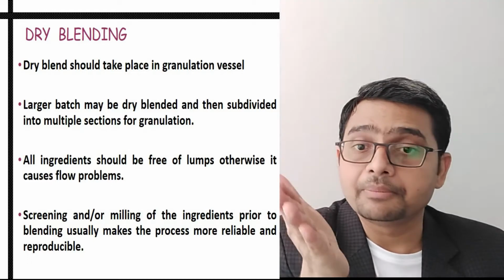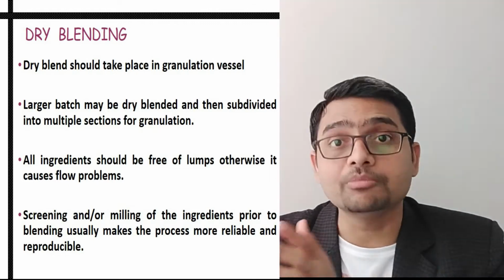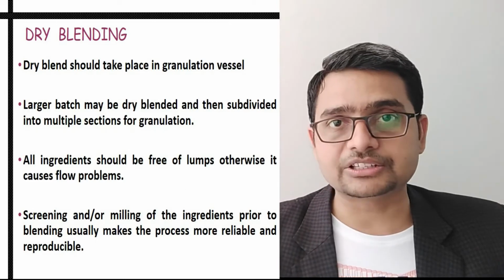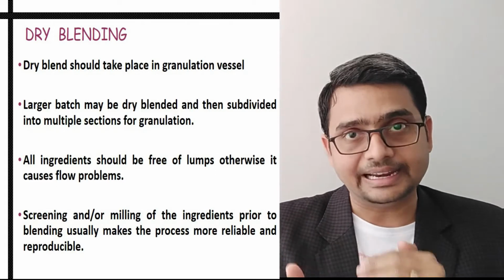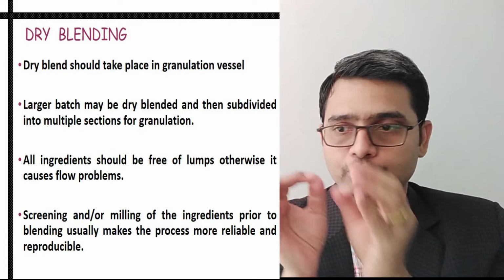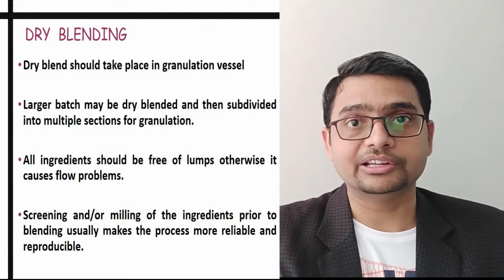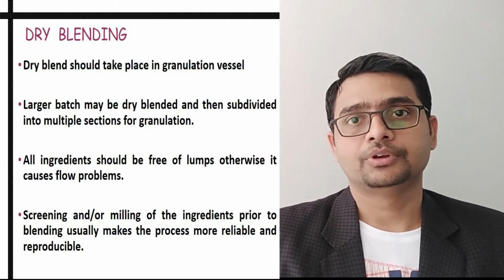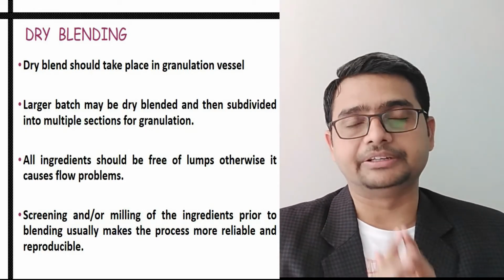Larger batch may be dry blended and then subdivided into multiple sections. So if the batch size is larger, it must be divided into different lots, and then processes should be carried out. All the ingredients should be free of lumps. As I have earlier said, we need to think about sifting and milling operations for the proper combination of these different kinds of materials.